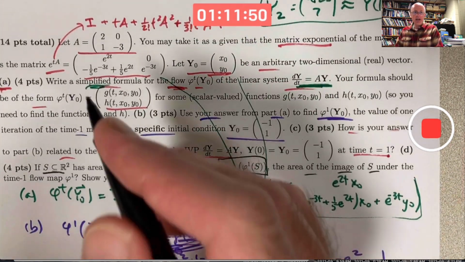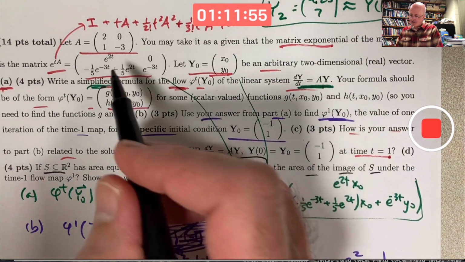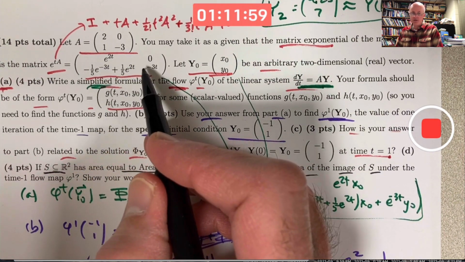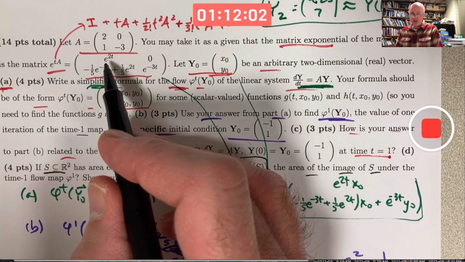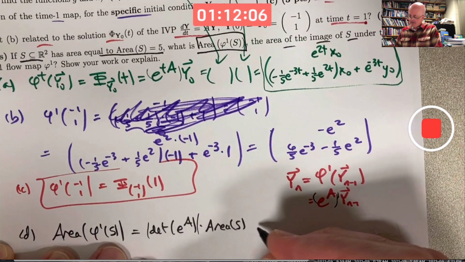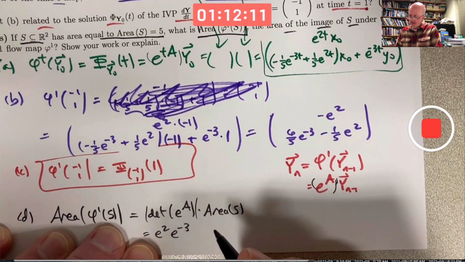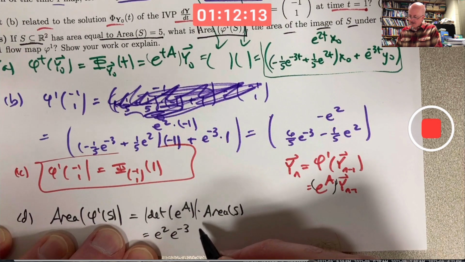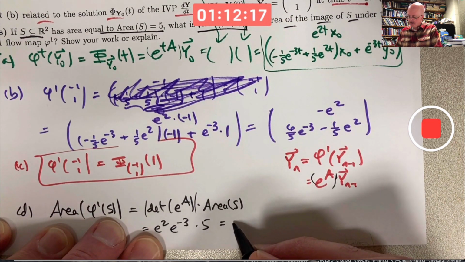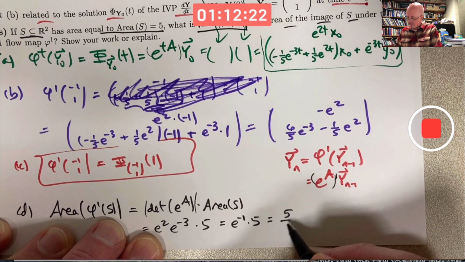And here is e to the A. If I plug in t equals 1, I can do that. And being lower triangular, its determinant is the product of the numbers on the main diagonal. E squared times e to the negative 3 when t is 1. And the area of S is 5. So that simplifies to e to the negative 1 times 5, or if you prefer, 5 over e. Okay?